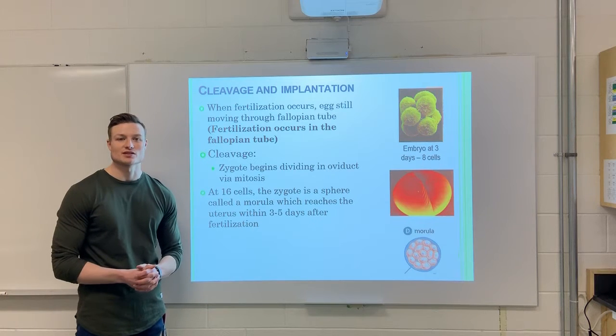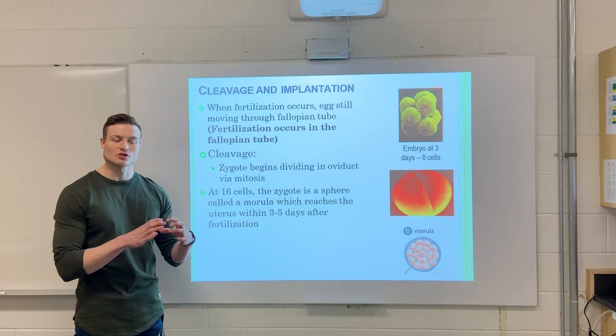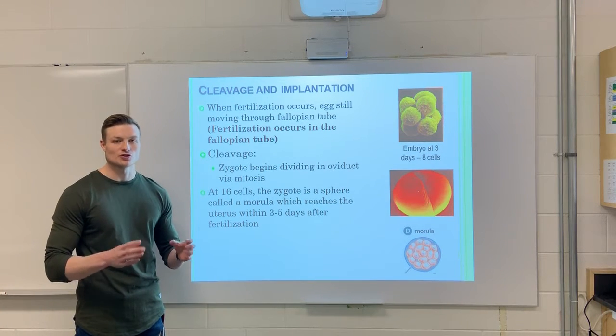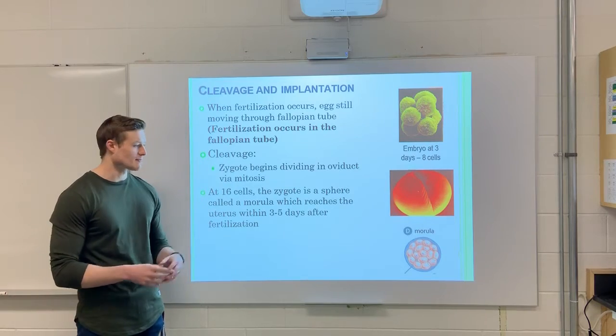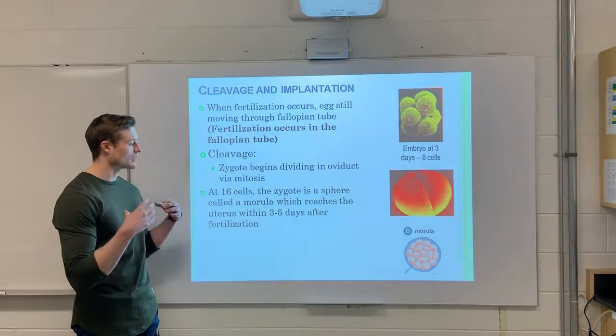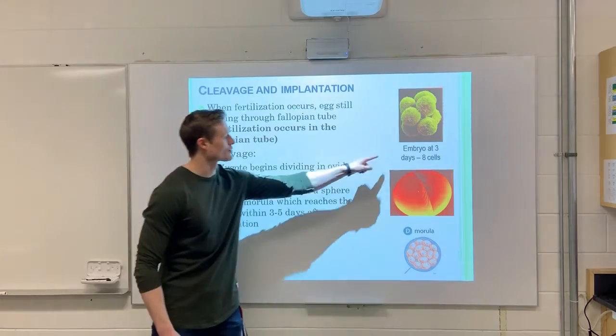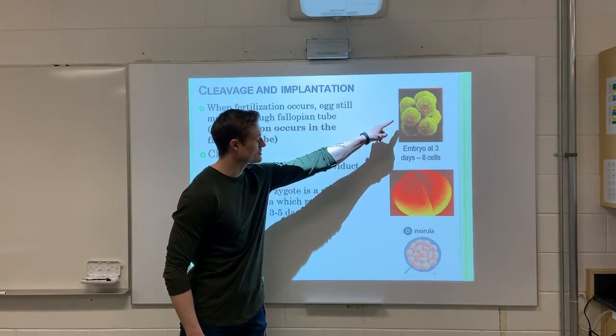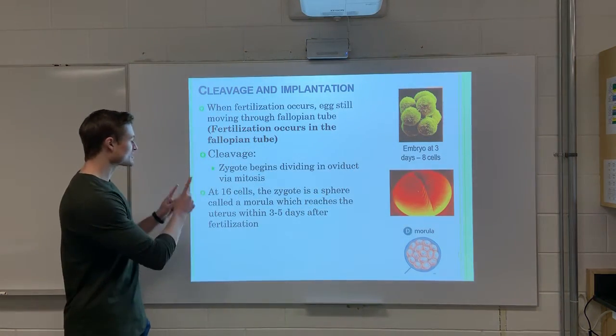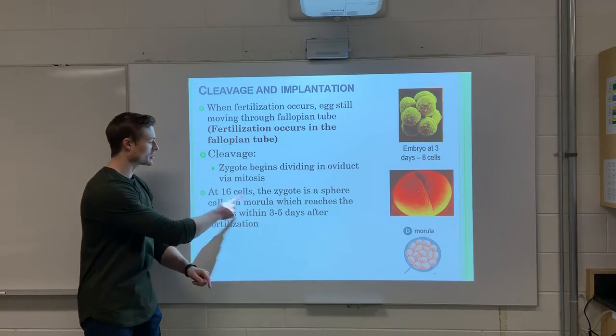That's just basic cell division. So your one 46 chromosome cell becomes two 46 chromosome cells. And they group together into an organism. So here's an embryo at 3 days. It's an 8-cell organism. And when we reach 16 cells, we now change the name.